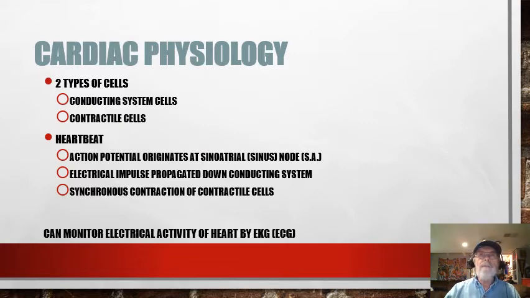The upper chambers, the atria, have to fill with blood as the ventricles are emptying. When the atria are filled, the pressure in the ventricles goes down because there's less in there. So the atria now contract and force the blood from the atria into the ventricles. Now the ventricles fill.